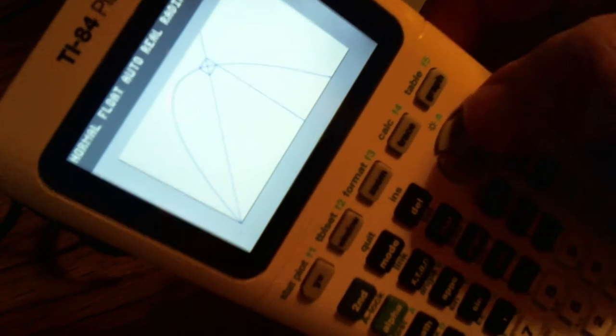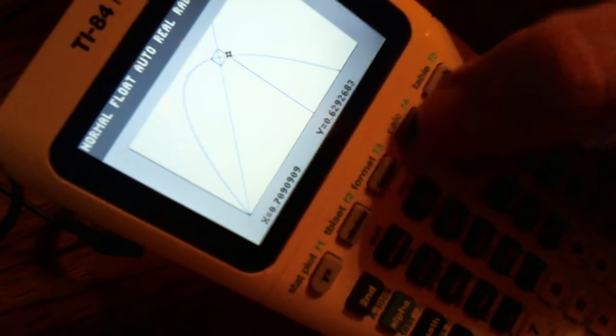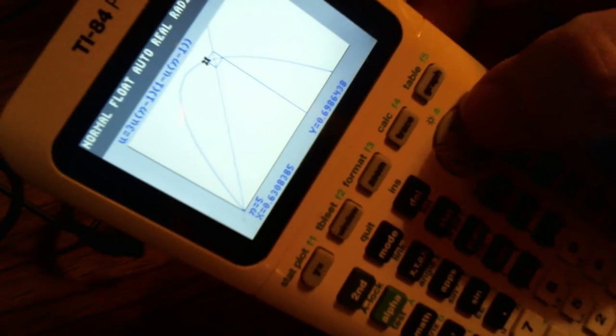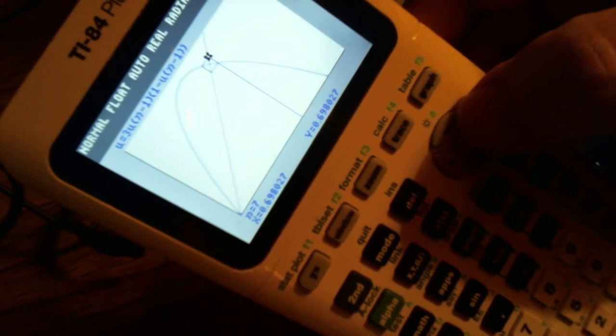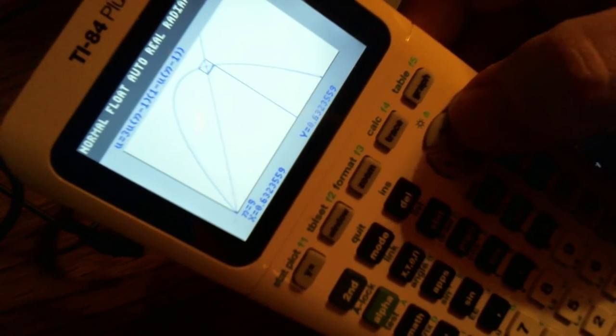If I keep going around, sorry, I got to start with trace again. It just keeps going around. I just keep getting those values back. Can you see them down below? All right, let's try another starting point.